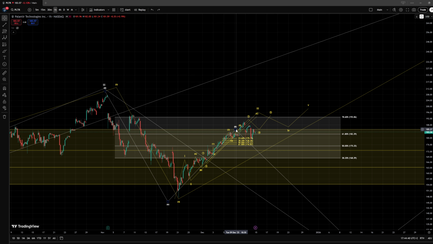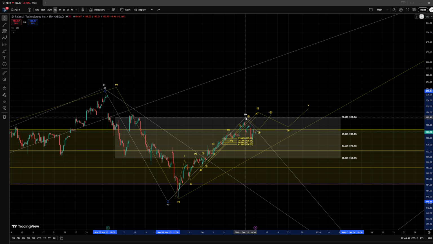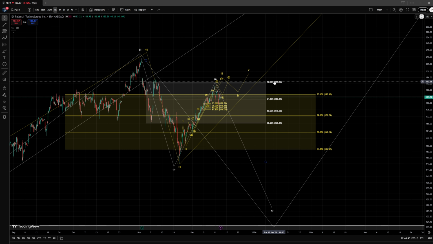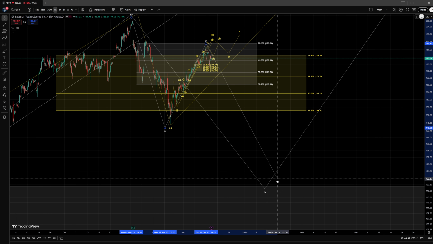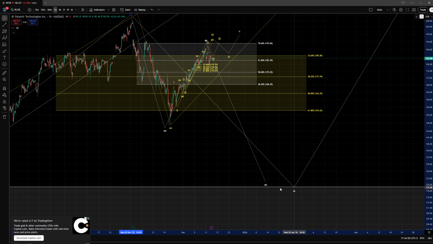And at the same time, we are tracking a more bearish interpretation, where we have a resistance area for the white scenario that could allow us to head into the larger area of support in the wave 4.